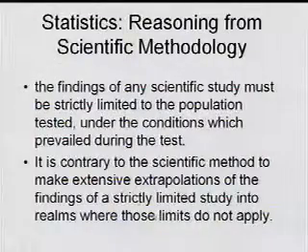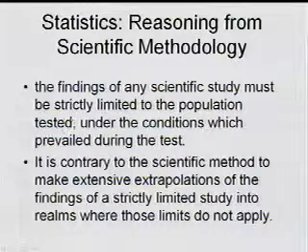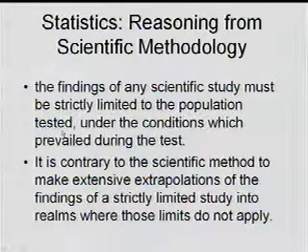And then we'll just quickly go through this discussion of statistics, the reasoning from the scientific methodology. Even though we know we've mentioned it, these authors somehow had a separate presentation for it. So the findings of any scientific study must be strictly limited to the population tested, right? So if you investigate a rat strain that develops diabetes, you don't make claims about humans and their conditions of diabetes. You can speculate, but you can't draw conclusions.